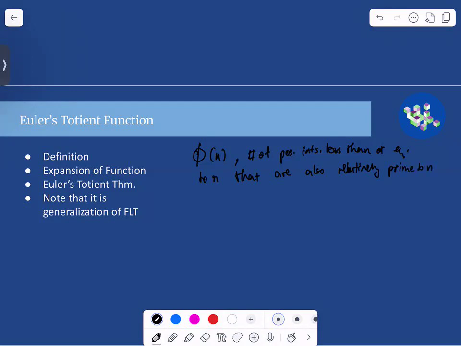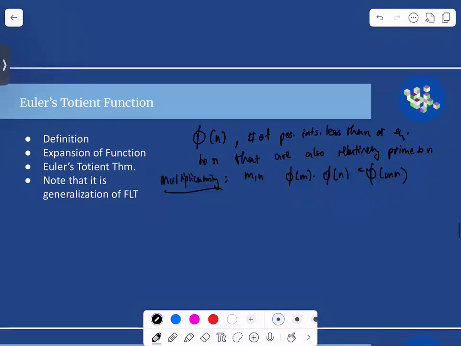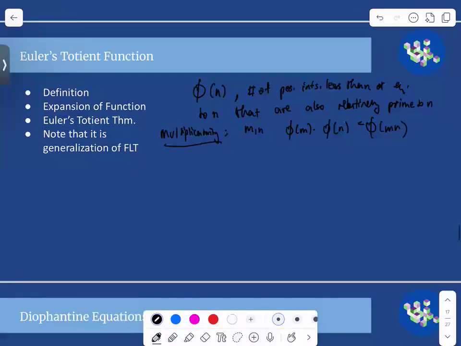So for the phi function, there are some properties about it. First of all, it's a multiplicative function. So for relatively prime m and n, phi of m times phi of n is equal to phi of m times n. The basic idea of the proof is we can just use Chinese remainder theorem to find all possible congruences mod m and n, but I'll leave that as an exercise that you can do in your own time.